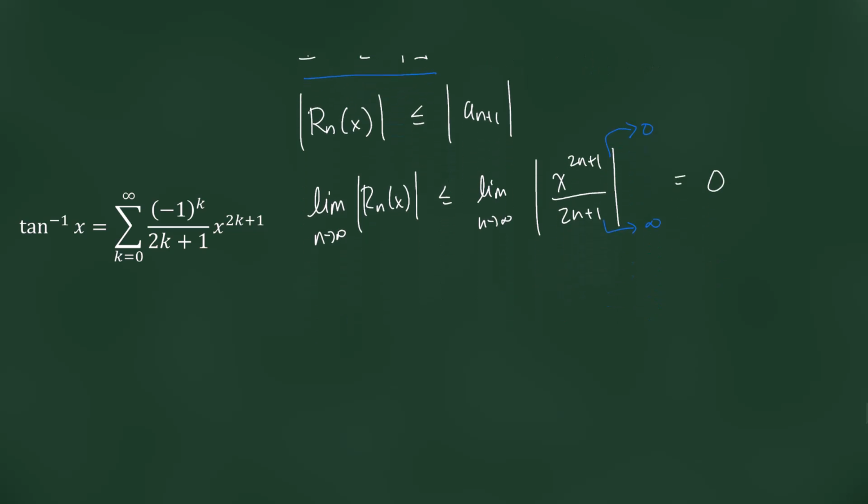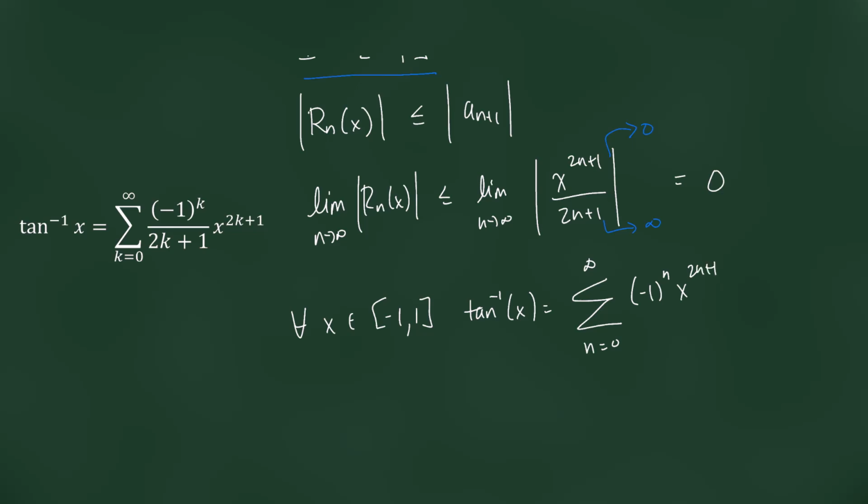So we now know that for all x on our interval, the inverse tangent of x is exactly equal to the sum from n equals 0 to infinity of (-1)^n, x^(2n+1), all over 2n+1.